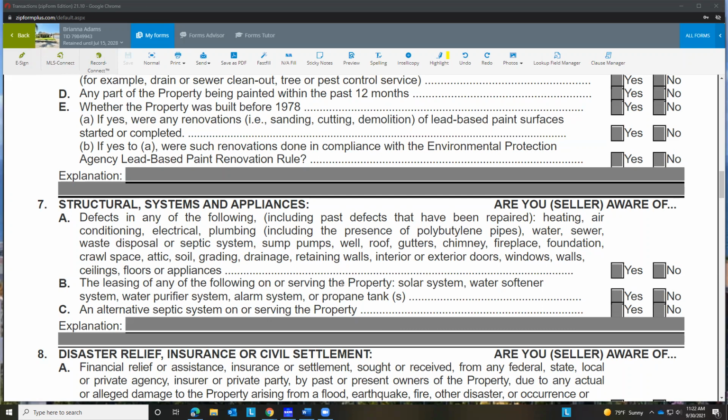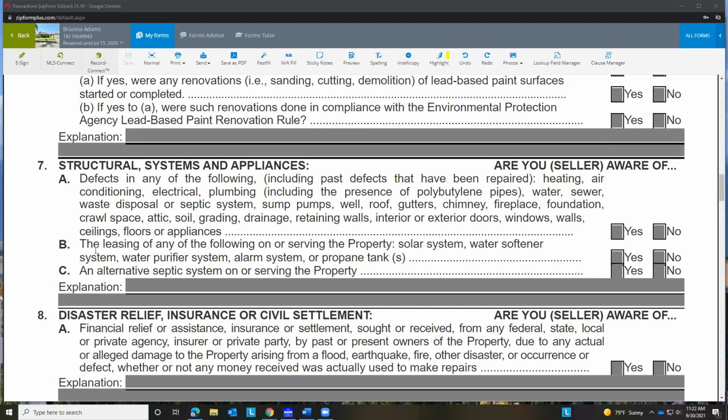The leasing of any of the following on or serving the property: solar system, water softener system, water purifier system, alarm system, or propane tank. This is a big one. If it is a yes, buyers need to know, because a lot of times the buyers need to be approved to take over that system if it's leased.